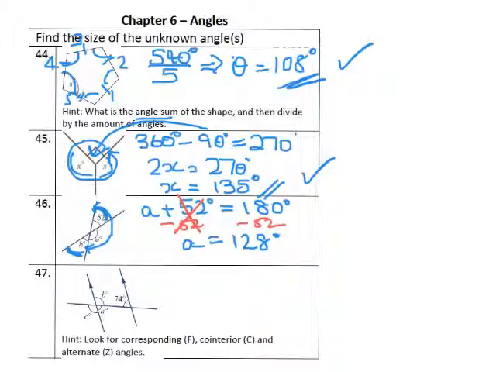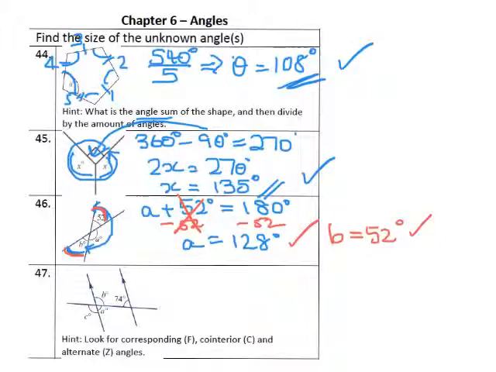Now when you look at B, you might notice that it makes a bit of a crisscross with the 52, and they've got a special name called vertically opposite angles. And what's special about vertically opposite angles is that they are exactly equal. So the B has to be 52 degrees, and there are the answers for question 46.